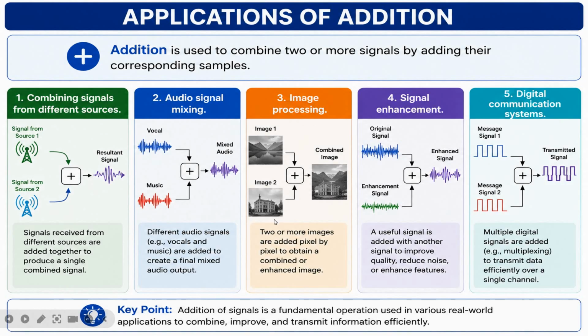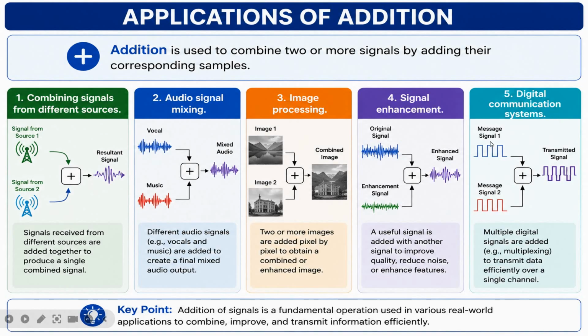Next, you have image processing. You can take two images and get a combined image. The images are added pixel by pixel in order to obtain a combined or enhanced image. Then comes signal enhancement, where you take the original signal and an enhancement signal, add these two, and you will get the enhanced signal. Signal enhancement will improve the quality, reduce the noise, and enhance the features. Then you have digital communication systems.